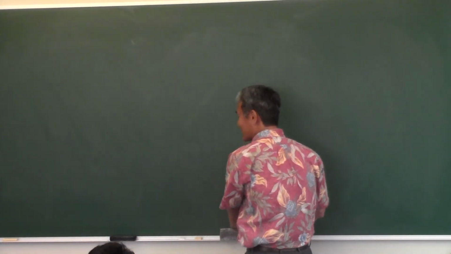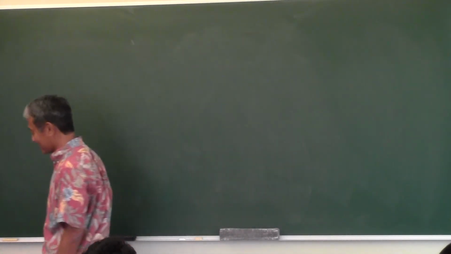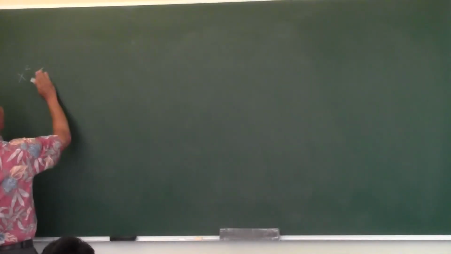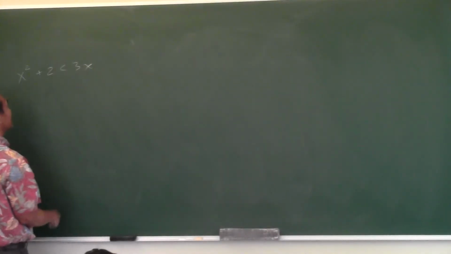Okay, now today's lesson, this is the easiest of the three things we're learning: solving inequalities. Even period 3 remembered stuff, which is quite amazing actually. Okay, how would you solve an inequality like this? x squared plus 2 is less than 3x.